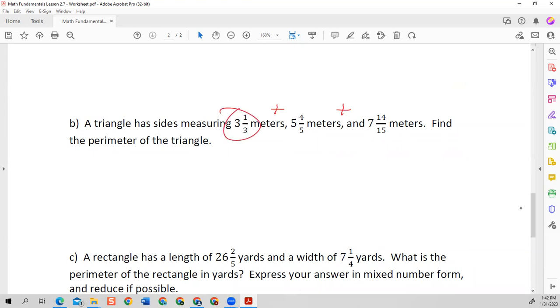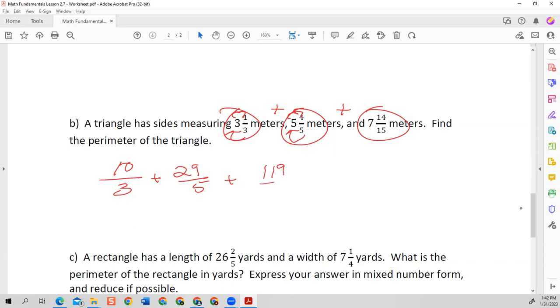And I'm going to convert all mixed numbers to improper fractions. So I got 3 times 3 is 9 plus 1 is 10, so I got 10 thirds. Remember, the denominator doesn't change. 5 times 5 is 25 plus 4, so I got 29 fifths. And then we got 15 times 7 plus that 14, so I got 119 fifteenths.